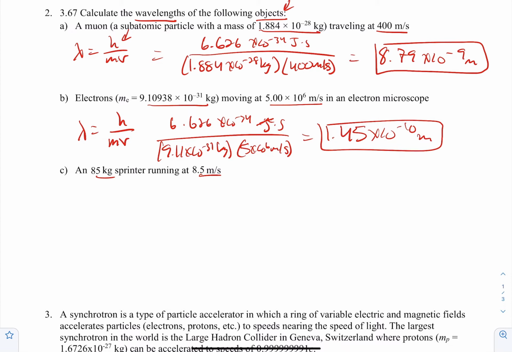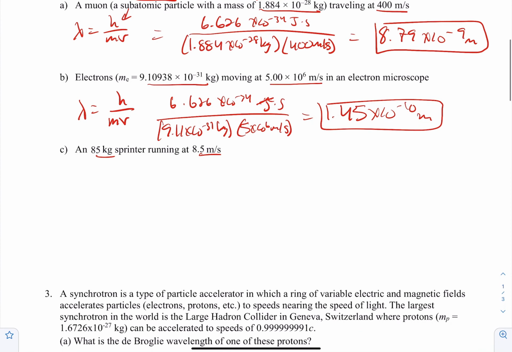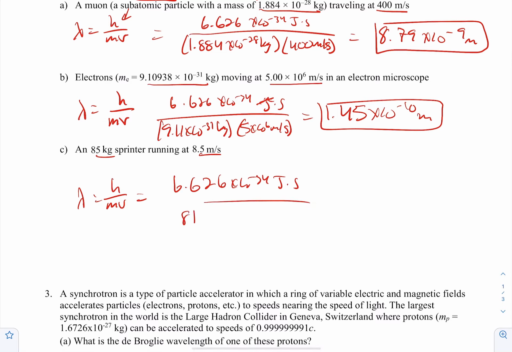Okay? And then lastly, part C, we've got an 85 kilogram sprinter running at 8.5 meters per second. So h over mv is equal to 6.626 times 10 to the negative 34 joule seconds over 85 kilograms times 8.5 meters per second. Okay? And you should get about 9.17 times 10 to the negative 37 meters.